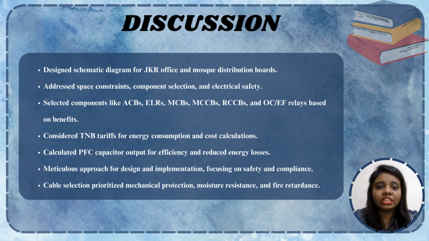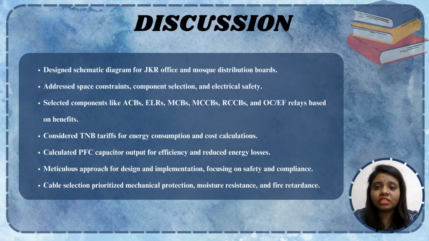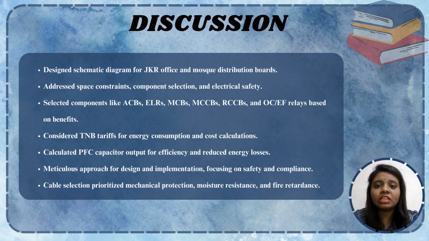In this project, we designed a schematic diagram for the electrical distribution board in the JKR office and mosque, addressing challenges like space constraints, component selection, and ensuring electrical safety. Key components of circuit breakers and relays were selected based on their benefits and protection features. Economic considerations also included energy consumption and cost calculation using the TNB tariff. Detailed calculations determined the required capacity output for power factor correction, ensuring operational efficiency and reducing energy losses.